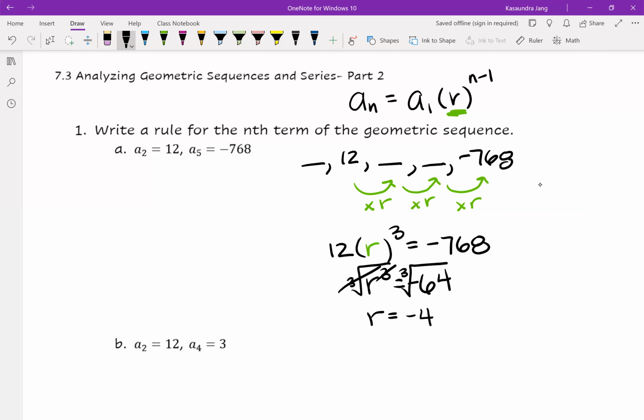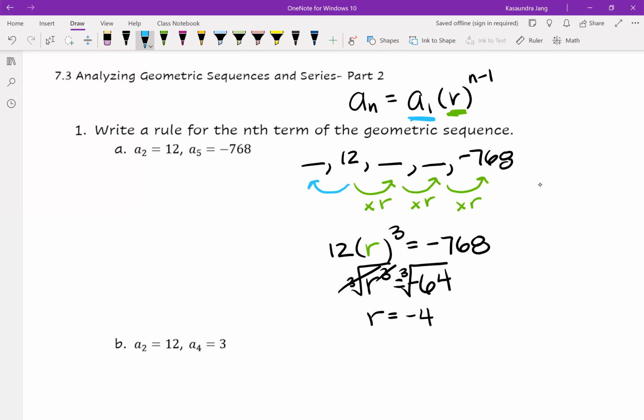I can't do a square root of a negative. That would give me an error in the calculator, a non-real number. But your cube root of a negative, that worked out fine for a negative 4. That's not my final answer. They told me to write a rule. My answer should be a formula, essentially, a rule with the R and the A1, which I don't have yet. But since I know what I multiply by every time to go forward, I can do the opposite.